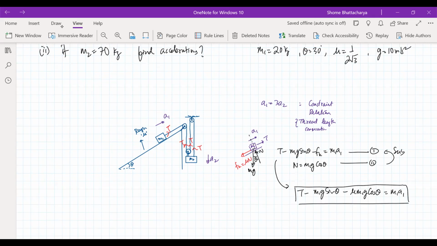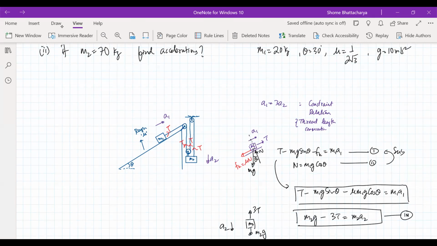And on the other side, for the block M2, it is going down with A2. So the net downward force is weight minus 3T. That's our next equation. So in a sense, this is our third equation. The constraint relation we can write as a fourth equation.